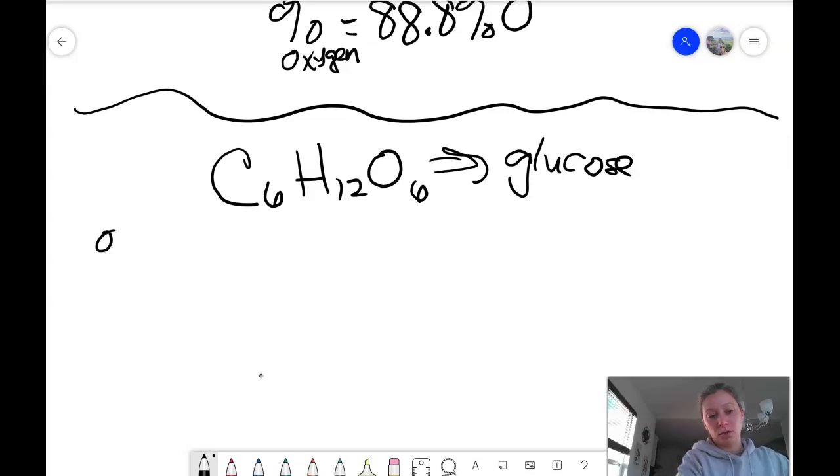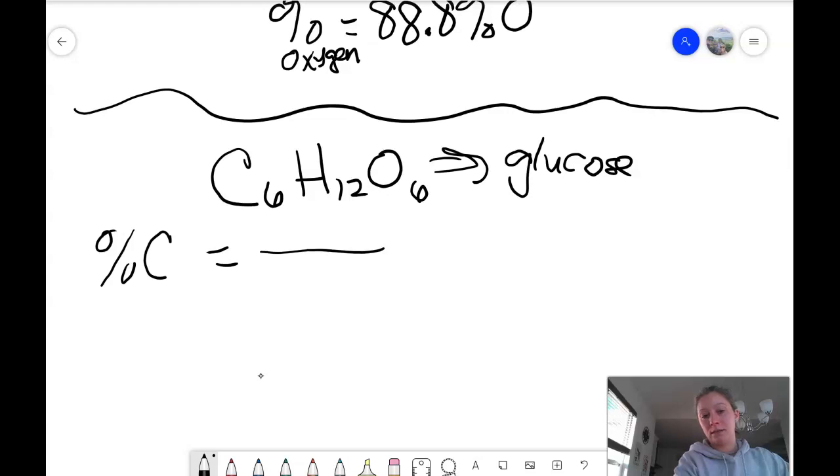So just to work through this, the percent carbon is going to equal the mass of the carbon, 6 times what you find on the periodic table. The mass of carbon, if you look on the periodic table, is 12.011, over the total mass of glucose. So take a minute here to find the mass of the carbon, the mass of the hydrogen, the mass of the oxygen, and then we'll go through it.